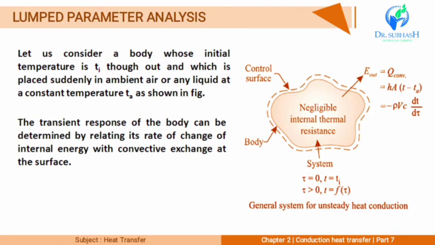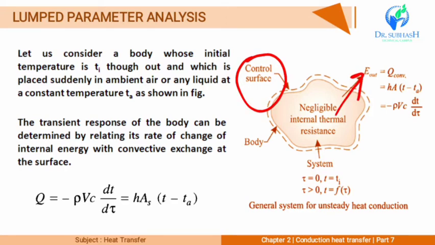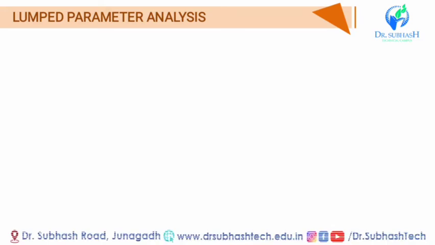The transient response of the body can be determined by relating its rate of change of internal energy with convective exchange at the surface. So here, on the right-hand side of this figure, a negligible internal resistance body or system is given. It is placed in one control surface, and here the energy out is shown and is equal to Q convection. So mathematically we can write the heat transfer Q is equal to minus rho V c dT by d tau is equal to hA delta T, that is, the temperature difference T minus Ta.